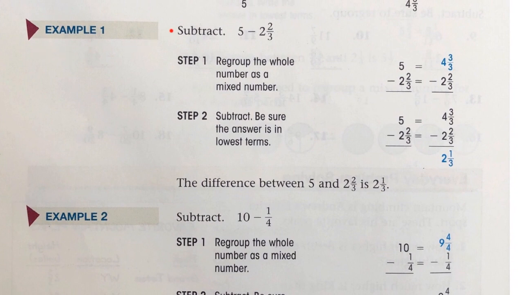For example, subtract 5 and take away 2 2/3. Step 1, regroup the whole number as a mixed number. So 5, we're going to regroup one whole and show it as a 4 and give that regrouped whole shown as 3 3/3.